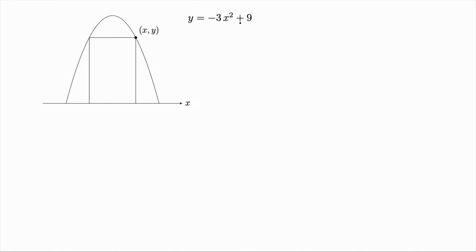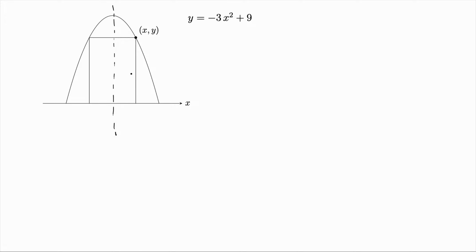This parabola is symmetric about the y-axis. Notice we have not shifted it to the right or the left. It's just been shifted up 9. There's a stretch and reflect here vertically, and this is the y-axis right in the middle. All right, so we want to know what this xy coordinate is as it moves up and down, so we get a maximum area of such a rectangle.